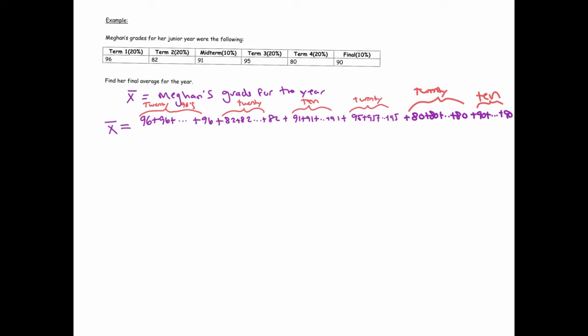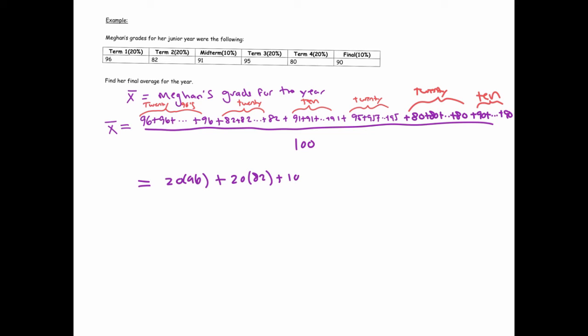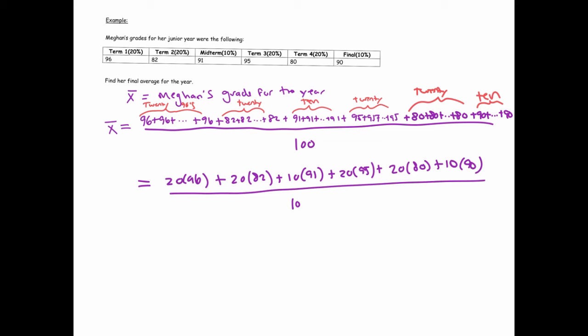Okay, and then we're imagining that there are only 100 scores, so we would divide by 100. Bear in mind, we're never going to do it this way. But again, 20 96s is just the same thing as 20 times 96. So there's 20 times 96, and there's 20 82s, and there's 10 91s, and there's 20 95s, and there's 20 80s, and there's 10 90s. And we divide by 100.